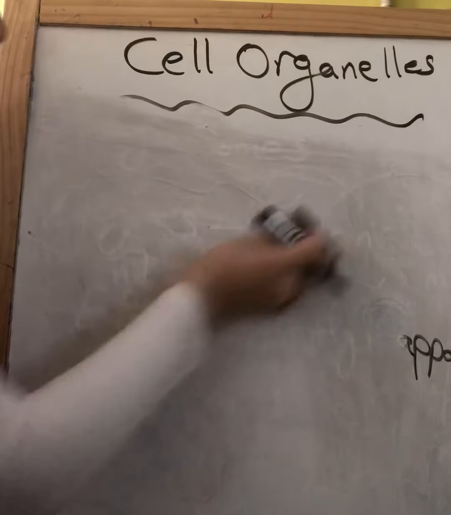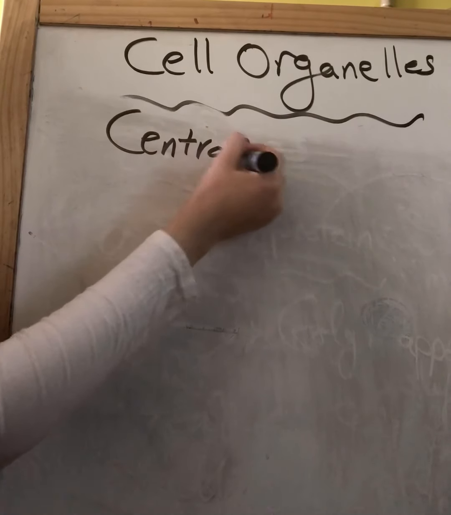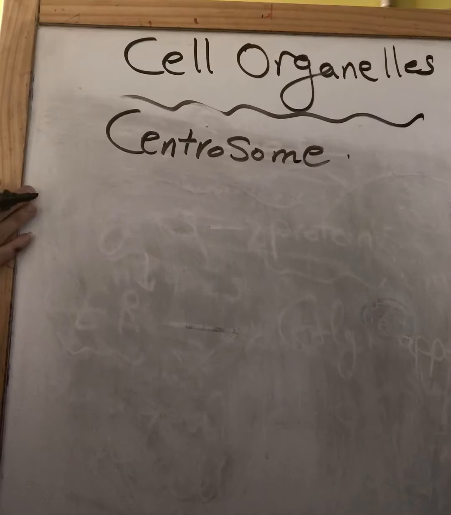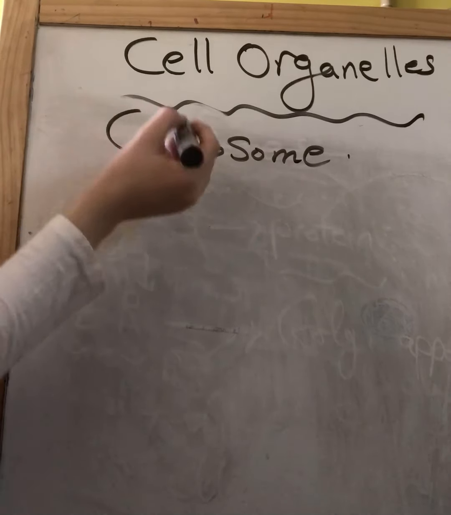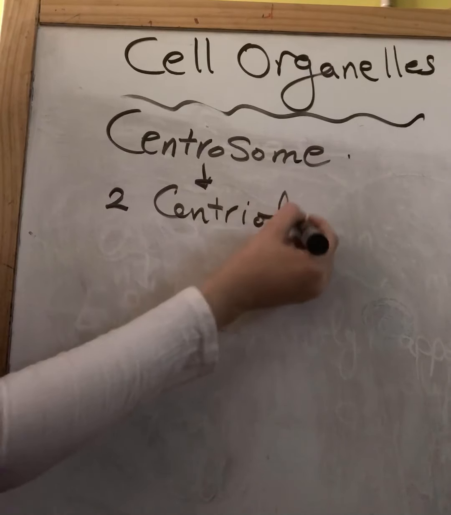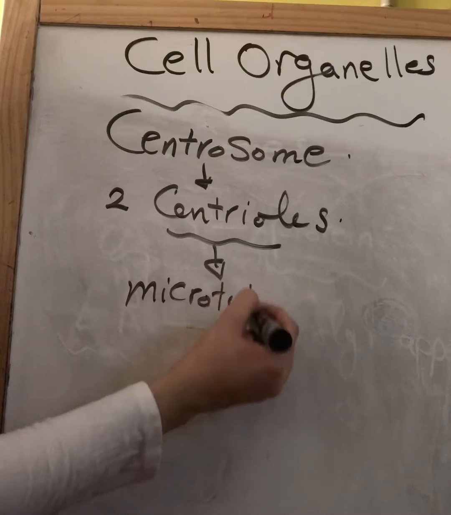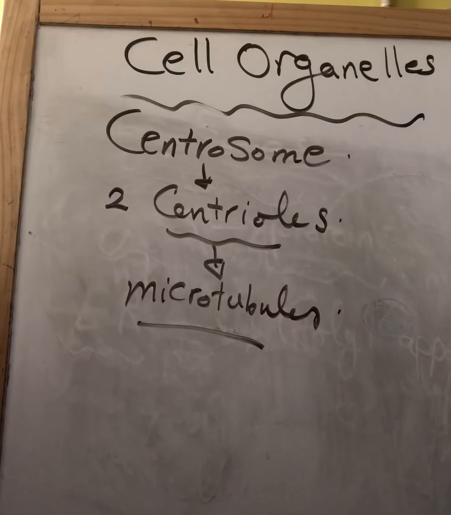Let's talk about one more organelle, the centrosome. I can say centrosome or centriole. The centrosome is composed of two centrioles, and the centrioles are made up of microtubules. Of course, you remember microtubules are protein fibers. They have the function of controlling cell division and also controlling movement in some types of cells.